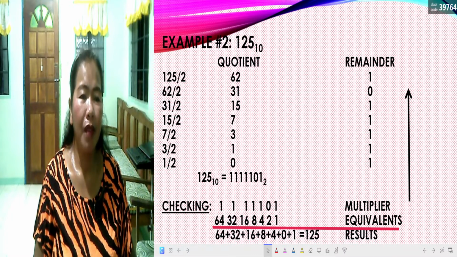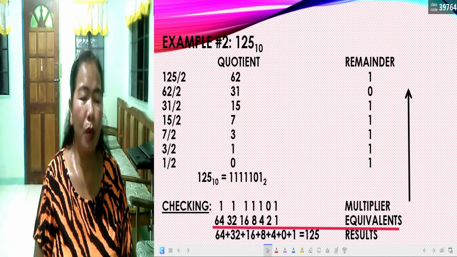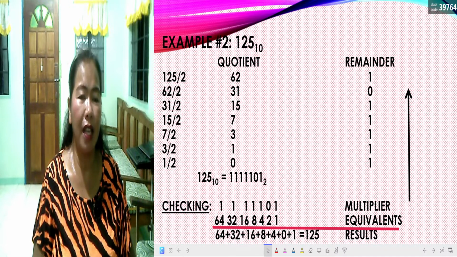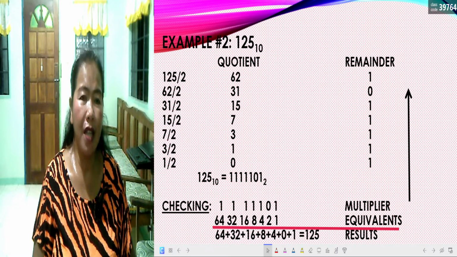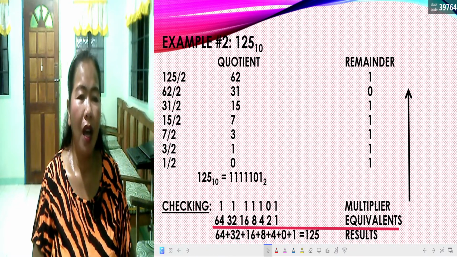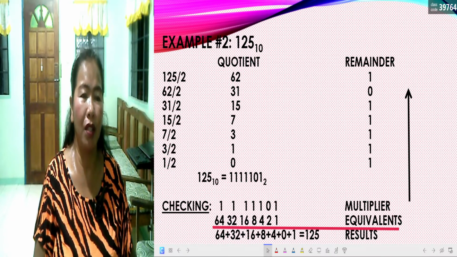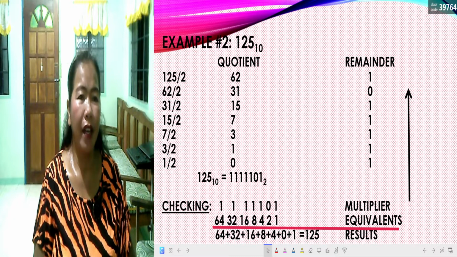So again, you have to write the multiplier equivalence, which is 1, 2, 4, 8, 16, 32, 64. If you have noticed, with the previous example, the last digit is 16 in the multiplier equivalence. So this time, we added 32 and 64 because there is an additional digit of 1.